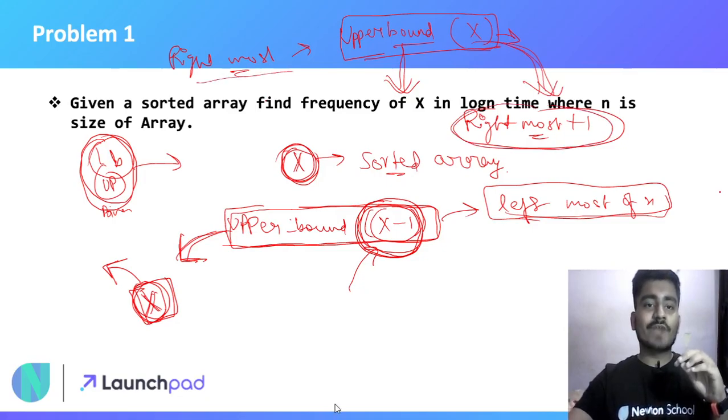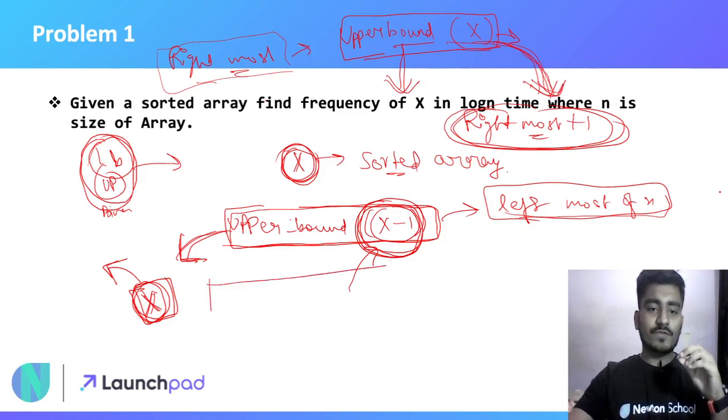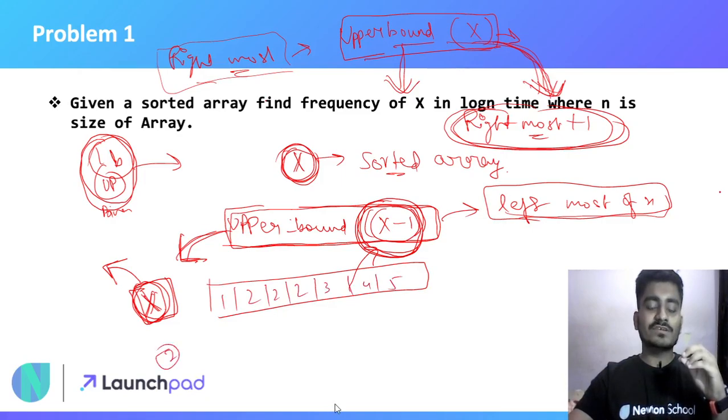So instead of the rightmost index of occurrence of x, we are going to get the rightmost plus 1 index using this. And now suppose we have some array 1 2 2 2 3 4 5, and suppose our target is 2. Now we know the left occurrence of x, that is 2, and the rightmost plus 1 occurrence of x. The rightmost occurrence of x is this, and we know this index. So what we can simply do is, if it is y and this is x, we can simply tell that the frequency of our target will be y minus x.